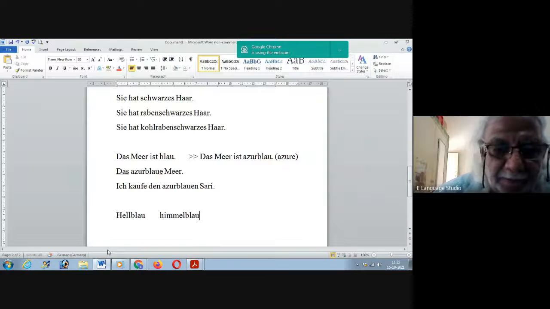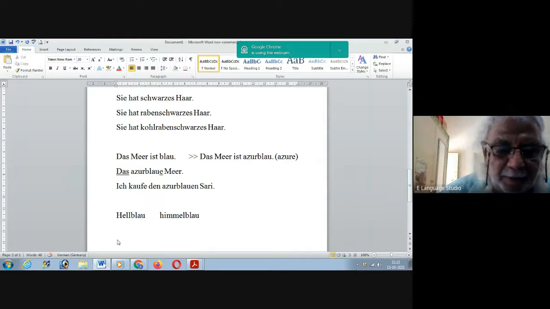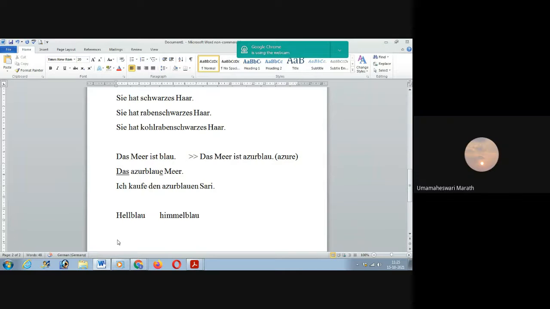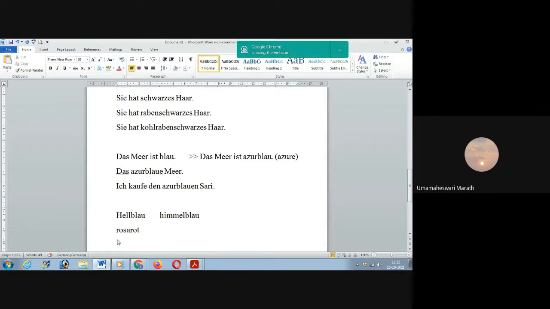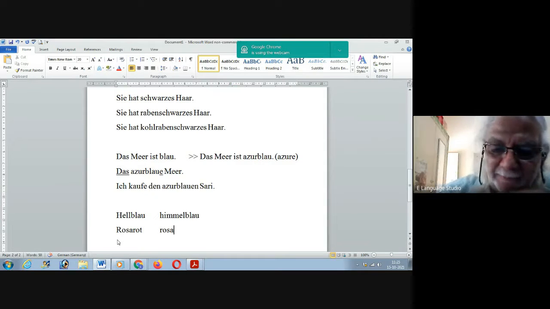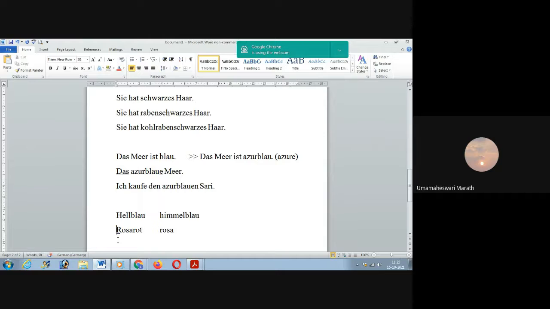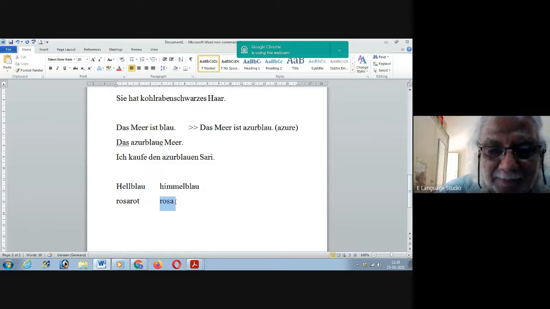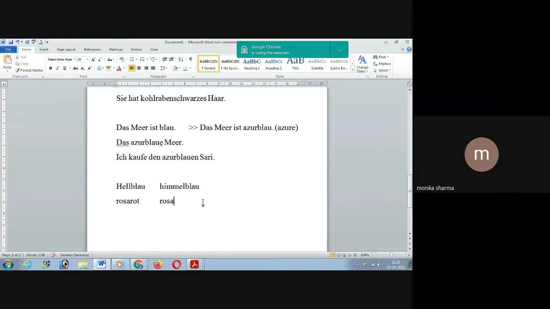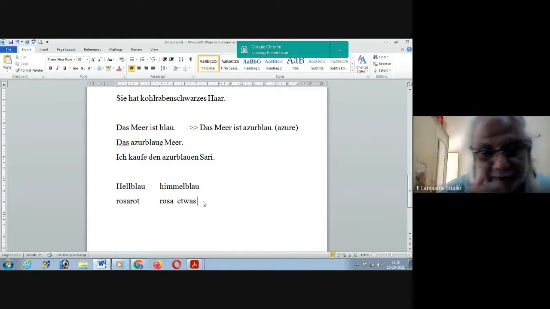When we are discussing this, let's come down here. And Uma, or was it Viola? Uma, sir. Is this rosarot or rotrosa? Rosarot, I think. But if I say Rosa, what is it? Rosa means rose, pink. Pink color, correct. Rosarot is pinkish red, whereas rot is red. Okay. Rosa is pink.